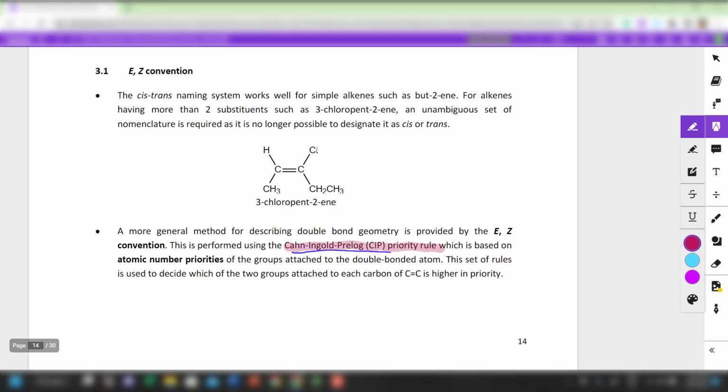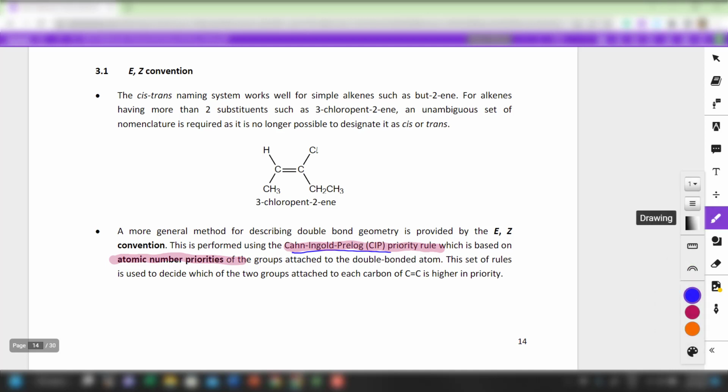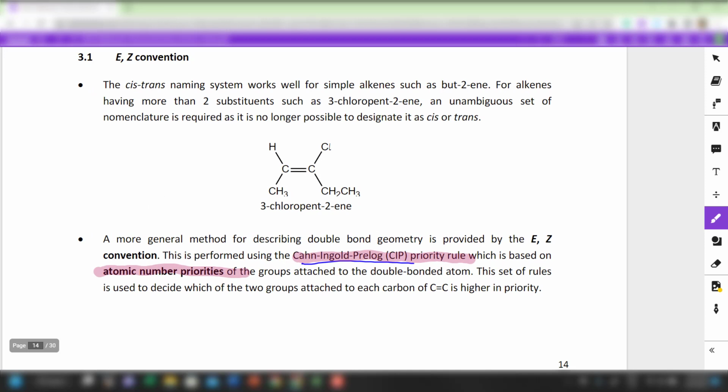The CIP rule is based on atomic numbers, not molecular mass. Some of the students thought that they need to sum up the atomic numbers of the individual atoms, and the bigger it is, the greater the priority. That may work most of the time, but by definition, we are looking at the atomic number of the atoms directly bonded to the C=C double bond in this case. Please remember this. So in this case, for 3-chloropent-2-ene, hydrogen's atomic number is 1, chlorine is 17, and of course carbon will be 6 and 6.